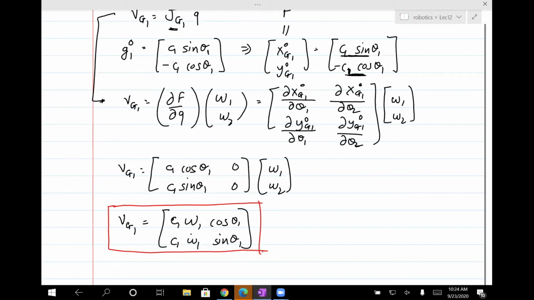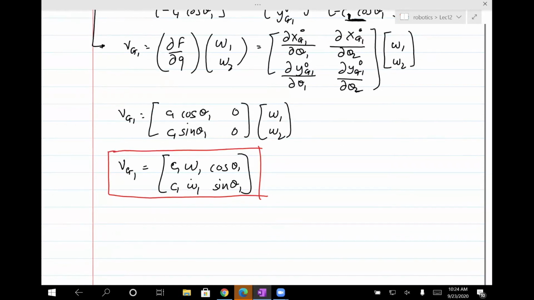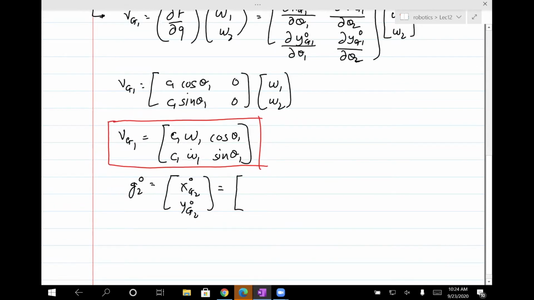Is that clear? Any questions so far? Okay, no questions. So we can continue doing this to find the velocity of G2. For that, I need to find the position of G2 with respect to frame 0, so that would be xG2, yG2 equals. I'll leave blanks for you to fill in. Write the position, and you can refer to the notes from previously.